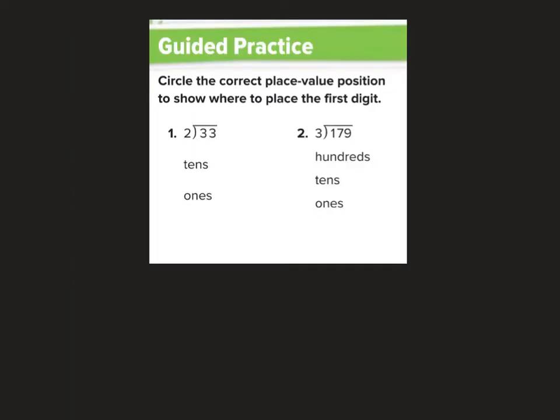Here we go. Circle the correct place value position to show where to place the first digit. So if I have 33 divided by 2, divide 3 divided by 2 is 1. Multiply. 2 times 1 is 2. And subtract. Bring it on down. So where did I place my first digit here? Well, let's just finish it off.